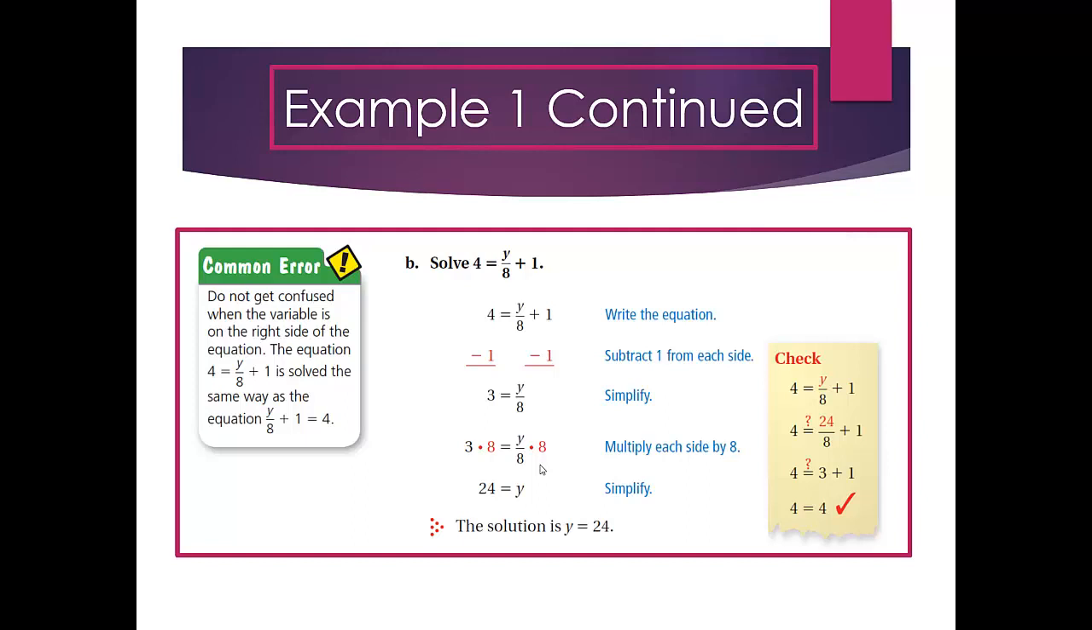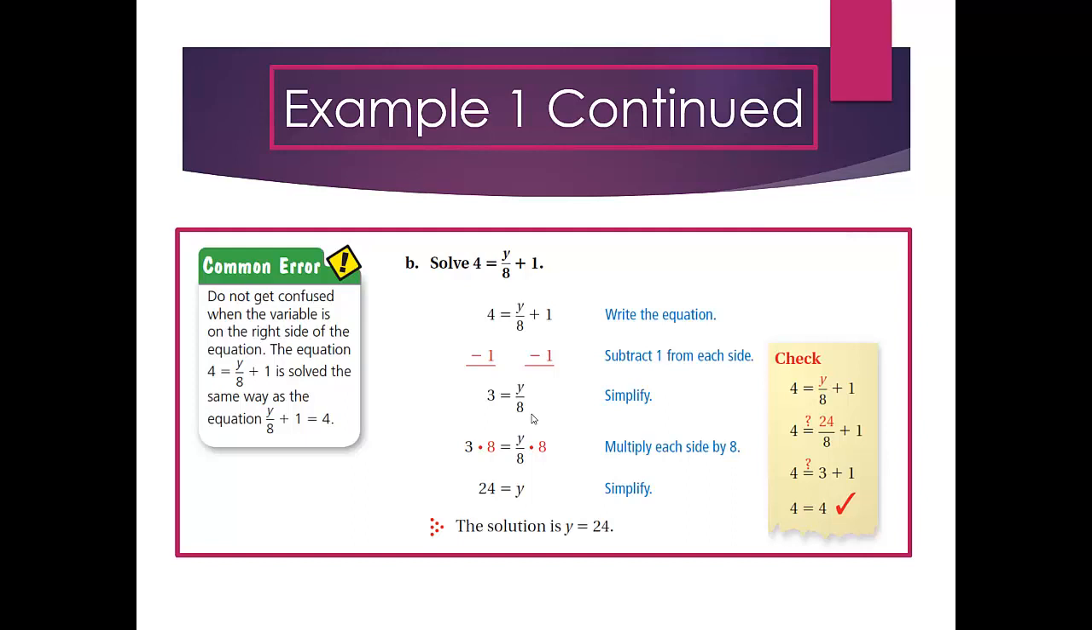We're going to continue with our first example. So for B, we have solve 4 equals y divided by 8 plus 1. Our first step is to undo the addition, and we'll do that by subtracting 1 from each side. So 4 minus 1 is 3. And on the right-hand side, we have y divided by 8 plus 1, and then minus 1. So the plus 1 minus 1 will cancel out, and we'll just have y divided by 8. So now we need to solve 3 equals y divided by 8.